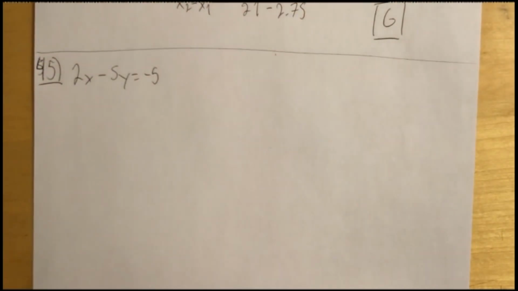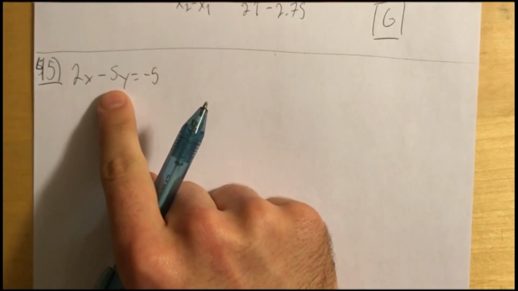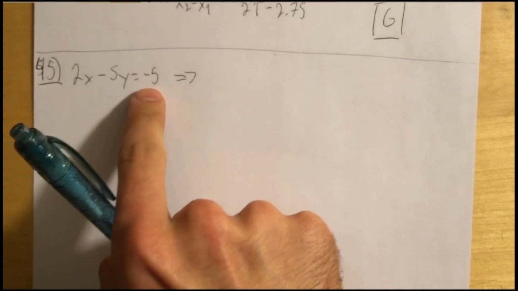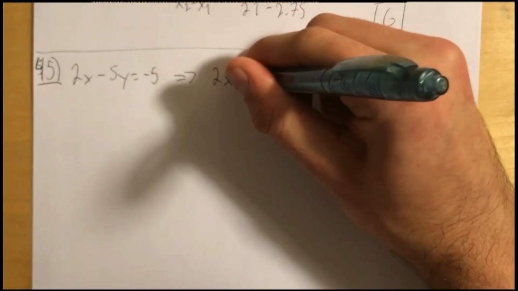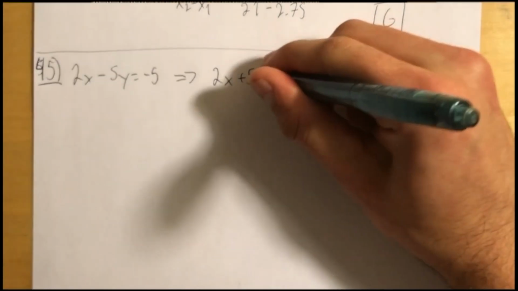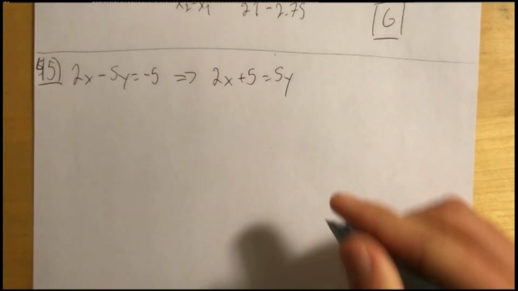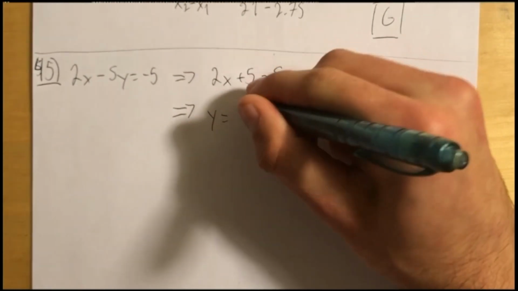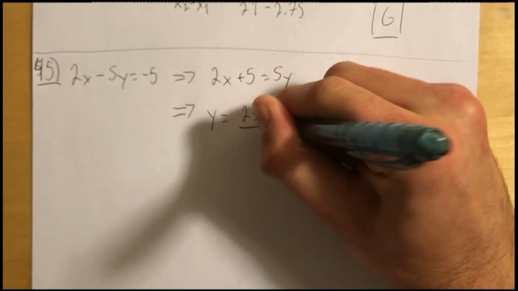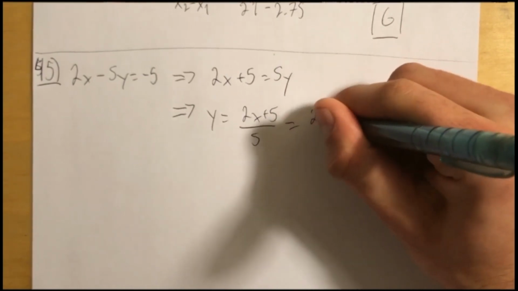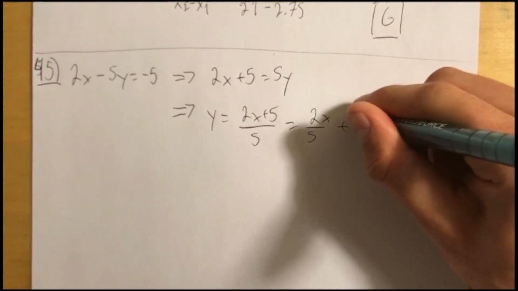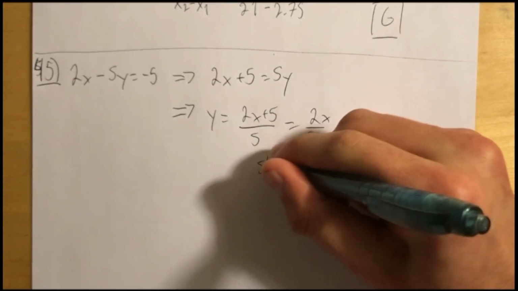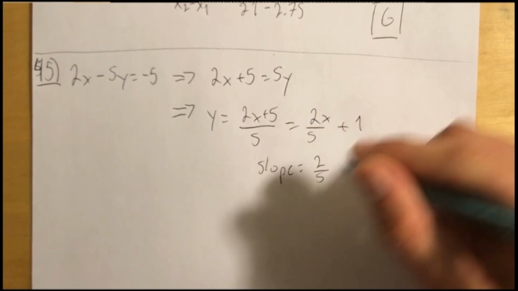So we want to get y alone on one side. So add 5y to both sides, and also add 5 to both sides. So we get 2x plus 5 equals 5y. Divide both sides by 5. So we get y equals (2x plus 5) over 5, which is the same as 2x over 5 plus 1. All right, so we know here that our slope is 2 over 5.